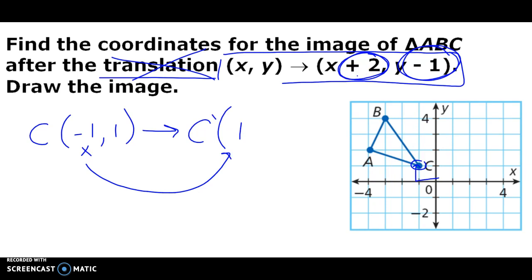And if I take the y value and I subtract 1, what's the y value going to be? 0. That is your new point. So go ahead and plot C prime, which is over 1, up 0 now. Make sure you label. If it's not labeled on your test, it's going to be wrong, because I don't know which one's the image and which one's the pre-image if you don't put a prime there. So C prime.